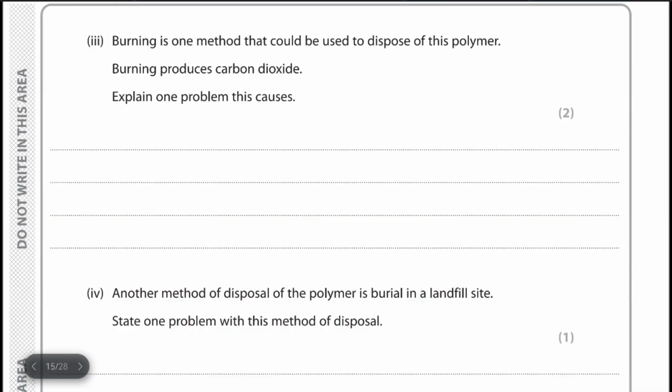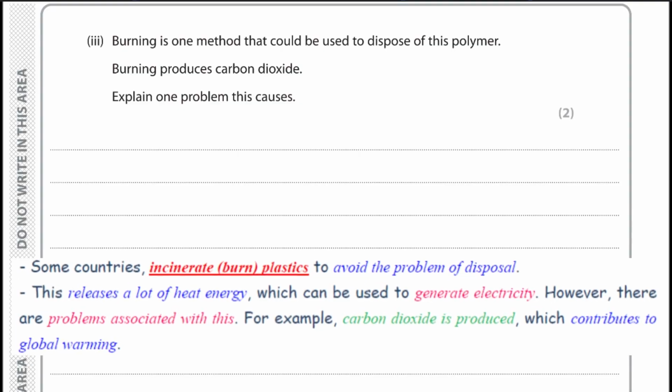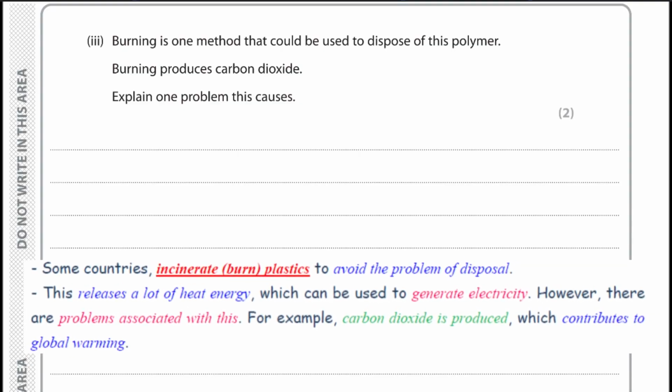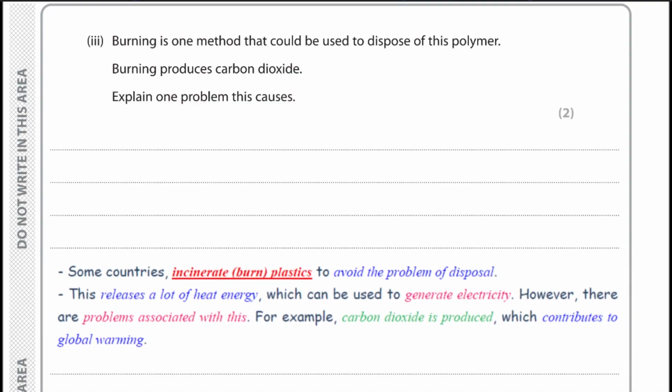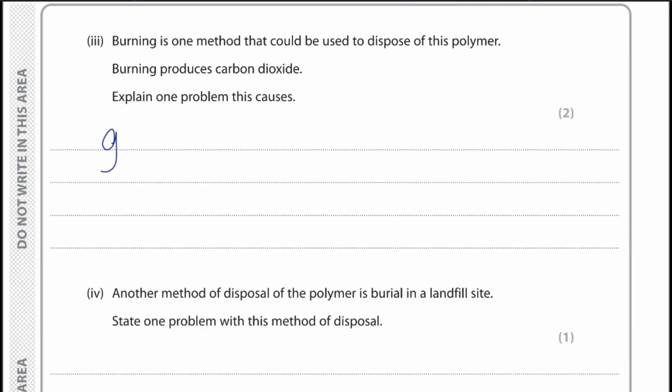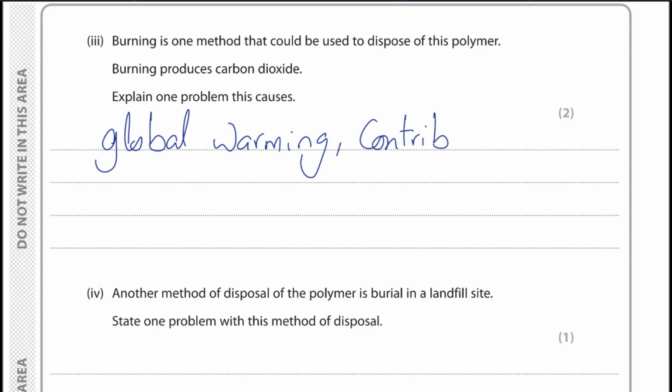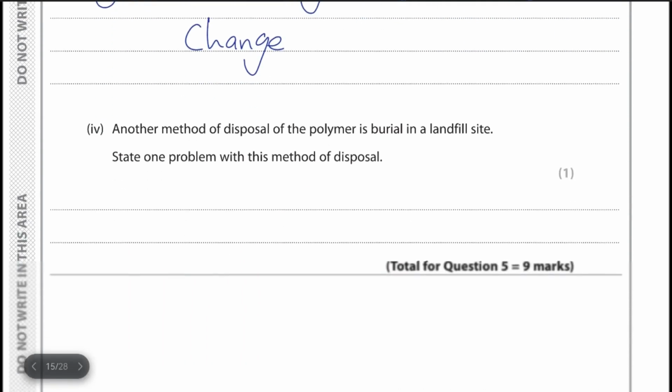Next question. Burning is one method that could be used to dispose of this polymer. Burning produces carbon dioxide. Explain one problem this causes. Global warming, or whatever we can say that contributes to climate change. Remember that the question is a 2 marks question, so global warming only will give just 1 mark.